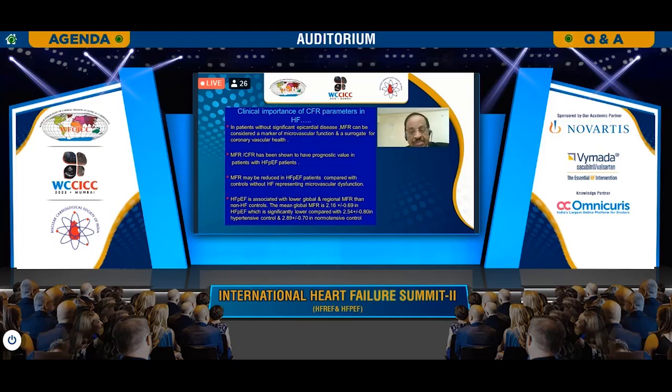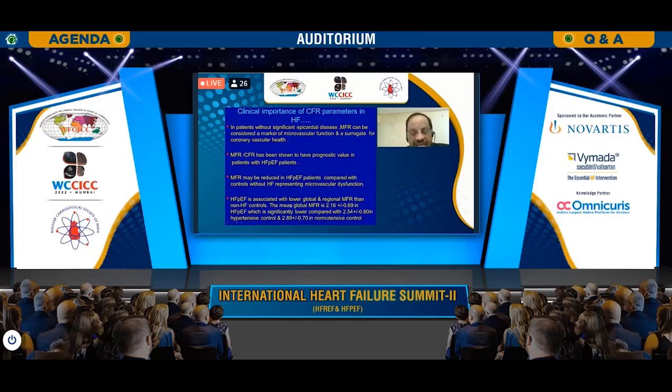Myocardial flow reserve has been shown to have prognostic value in patients with HFpEF, heart failure with preserved ejection fraction. Myocardial flow is reduced in HFpEF patients compared with controls, which represents the microvascular dysfunction. HFpEF is associated with a lower global and regional myocardial flow reserve than in non-HF patients. The mean global MFR is 2.16 plus or minus 0.69 in HFpEF, which is significantly lower compared with 2.54 plus or minus 0.8 in hypertensive controls, and 2.89 in normal volunteers.